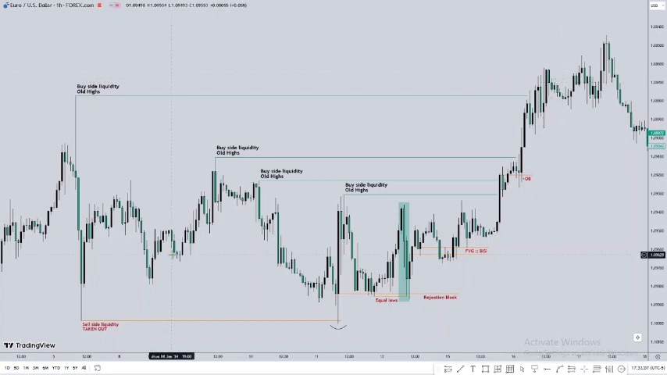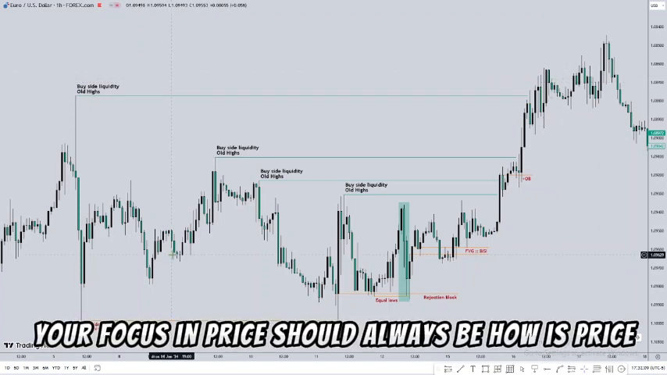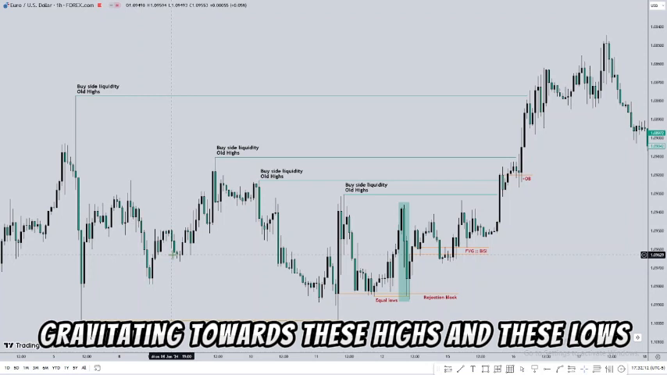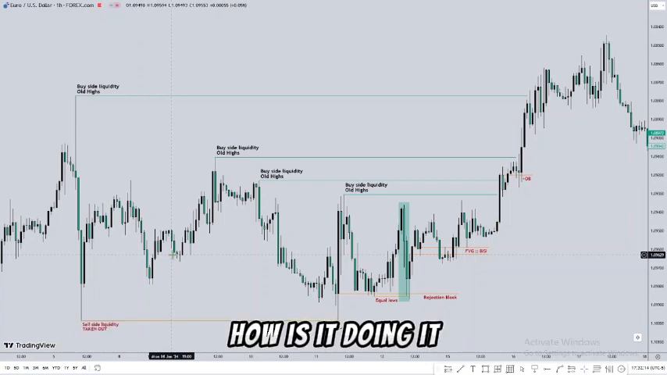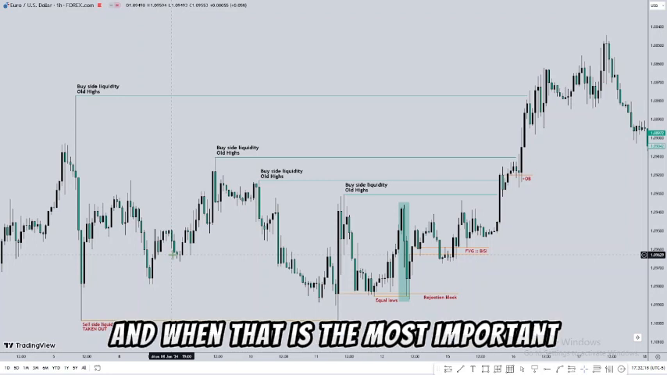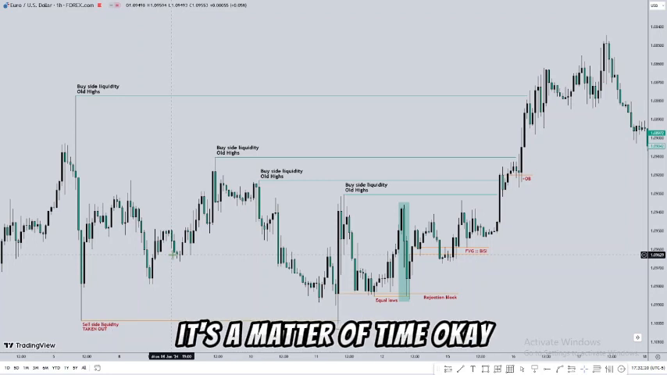And so what am I saying? Your focus in price should always be, how is price gravitating towards these highs and these lows? How is it doing it? Why is it doing it? And when? That is the most important. When is it doing it? It's a matter of time.